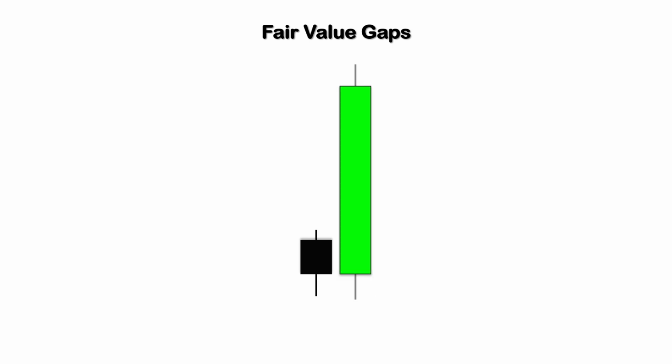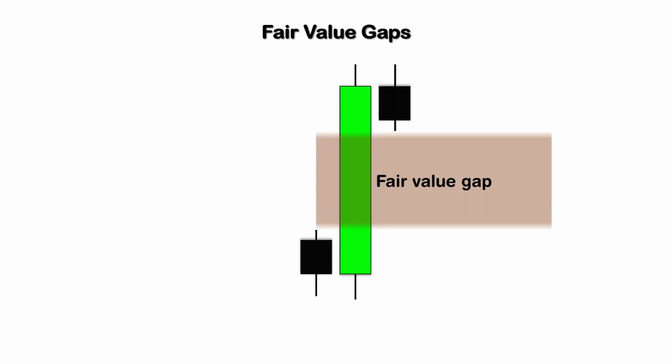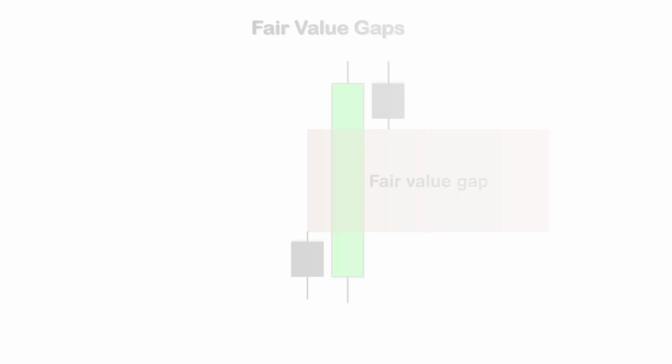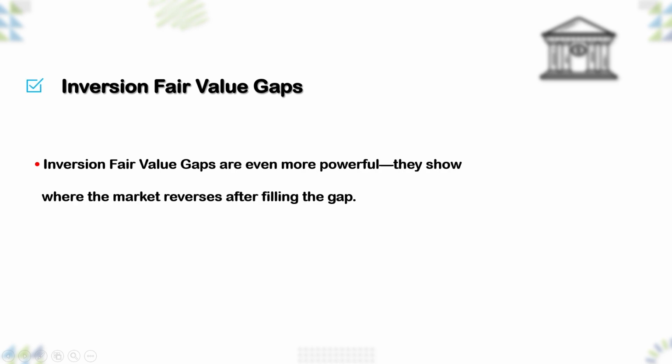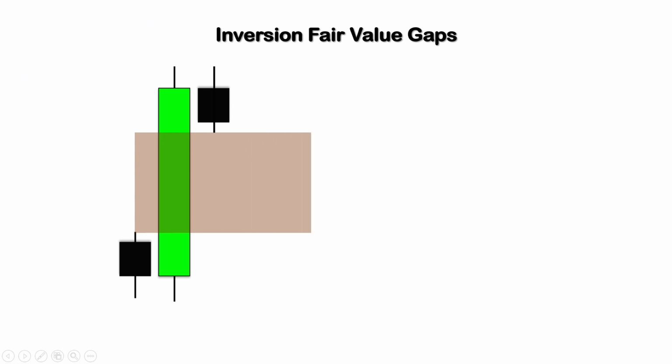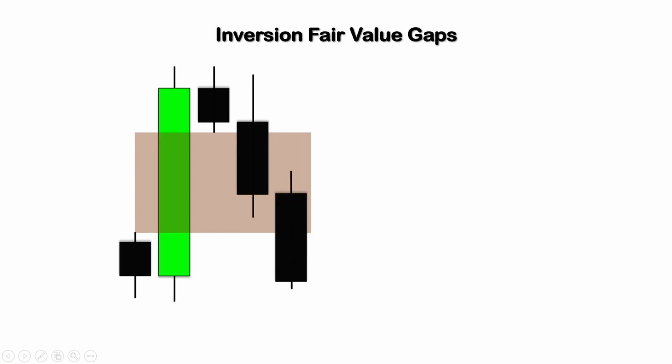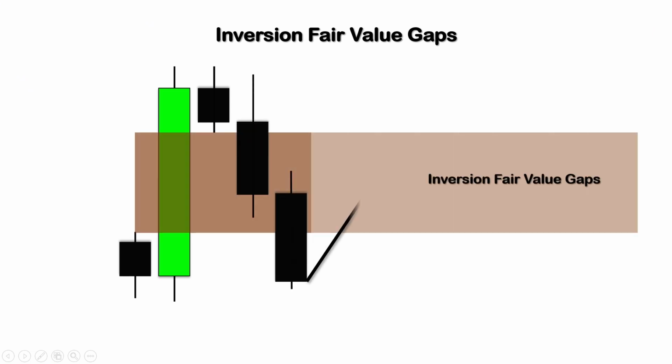One of the smart money's important concepts is fair value gaps. A fair value gap is an imbalance in the market, when price moves too fast in one direction, leaving a gap that needs to be filled. Inversion fair value gaps are even more powerful. They show where the market reverses after filling the gap. In other words, they are disrespected fair value gaps, and the price is likely to revisit these zones again.